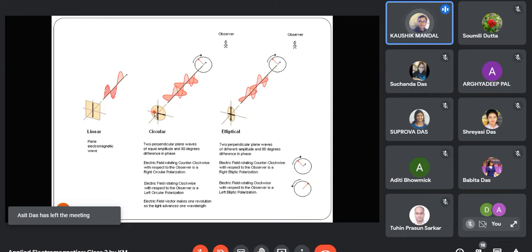Ax equal to Ay, delta equal to pi by 2. So it is the case of circular polarization. It is clear. That is mentioned: two perpendicular plane waves of equal amplitude and 90 degree difference in phase. That is the first condition of circular polarization. Next, about the rotation. You see, in that case, there is an observer.